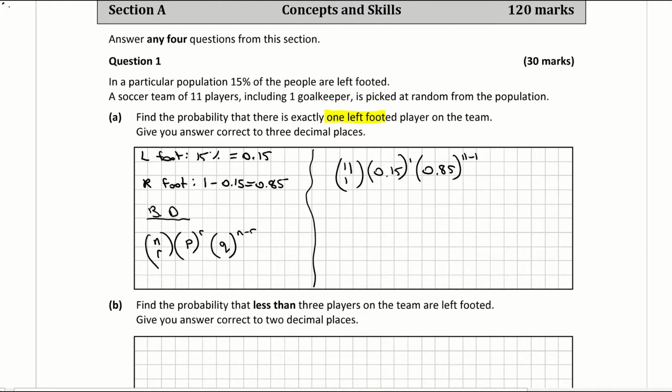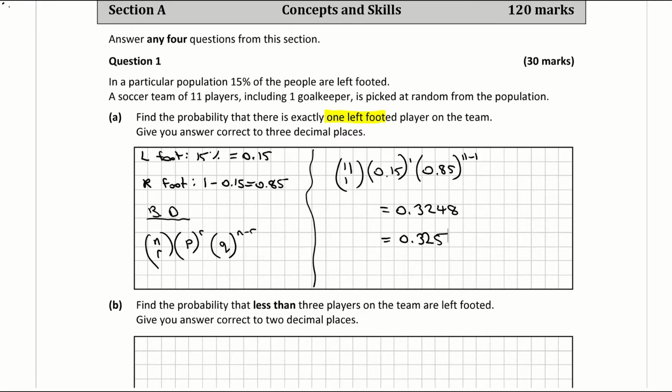When I type that into my calculator, I get 0.3248. They wanted 3 decimal places, so 0.325 is the probability.